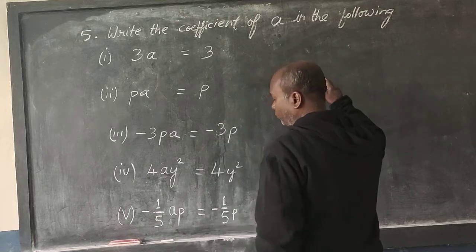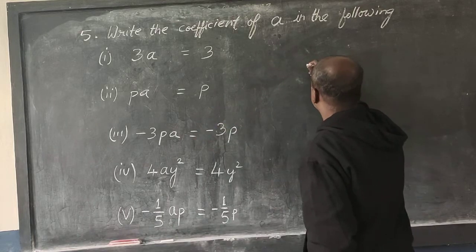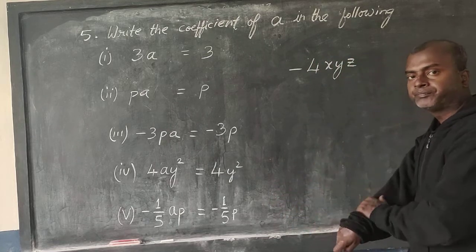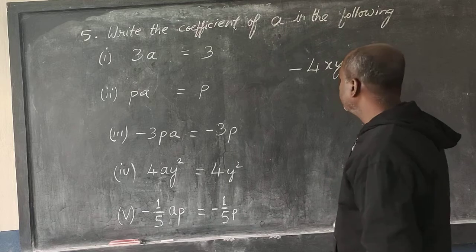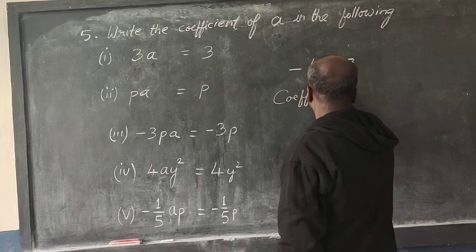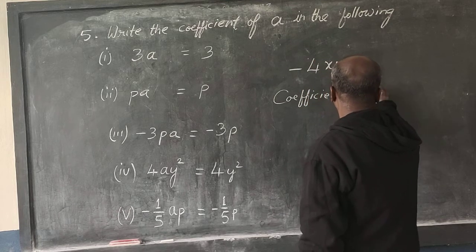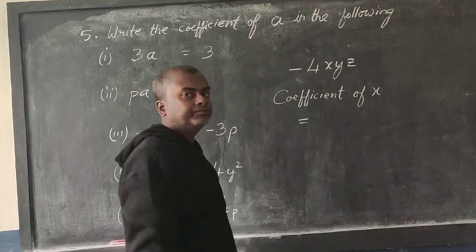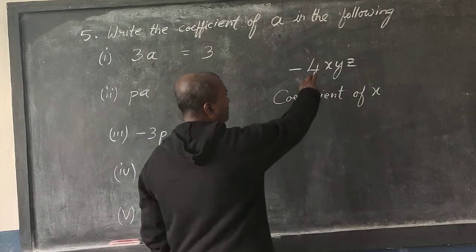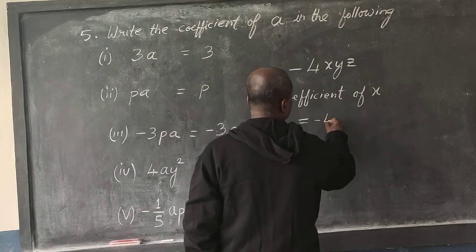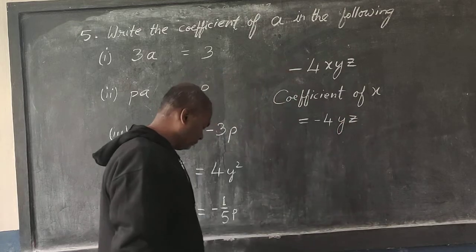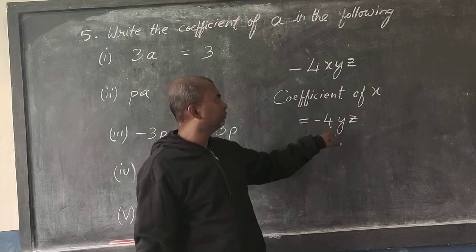Alright? Like, I'll do another example which is not given here. This is one expression, minus 4xyz. In this, if I ask you coefficient of x, then what would be the answer? If you leave out x, what are the other terms? That would be the answer. So if I leave out x, we have minus 4yz. So coefficient of x would have been minus 4yz.